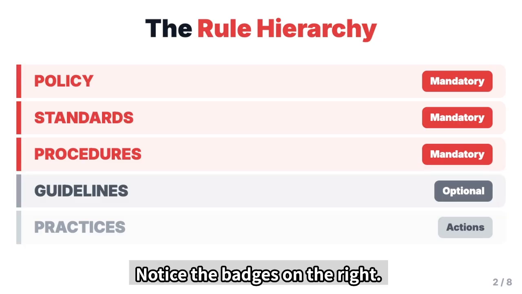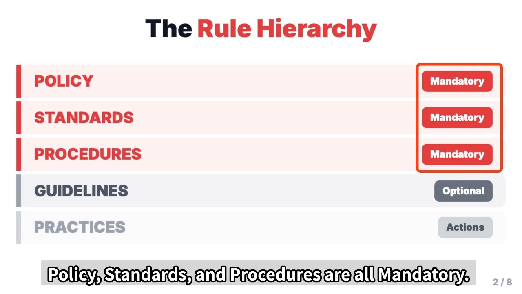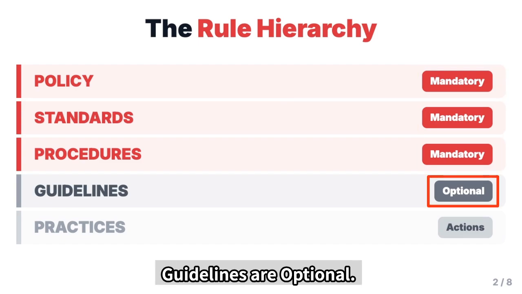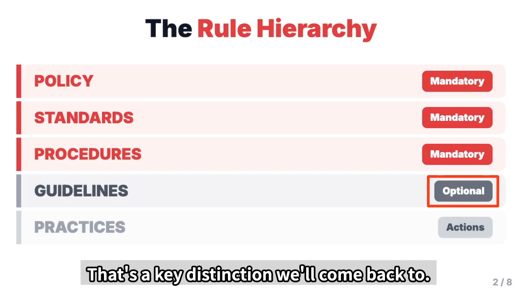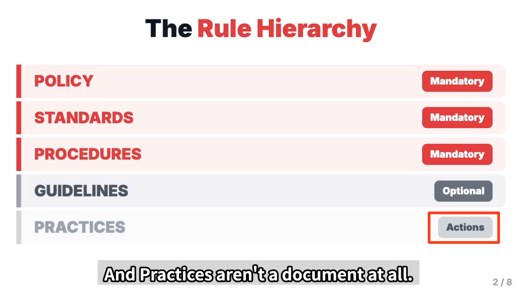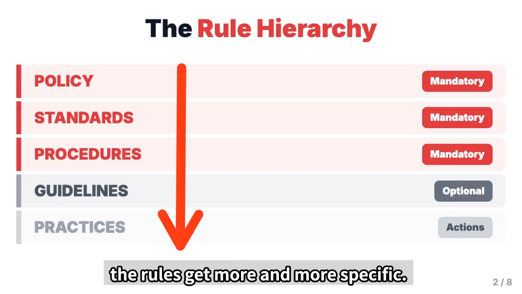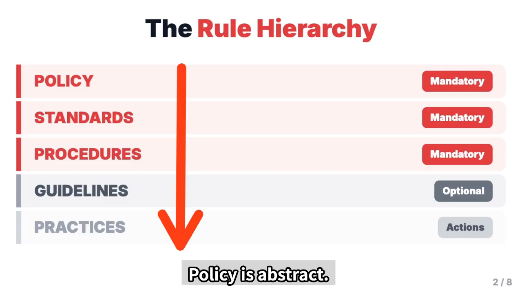Notice the badges on the right. Policy, standards, and procedures are all mandatory. You must follow them. Guidelines are optional. That's a key distinction we'll come back to. And practices aren't a document at all. They are what people actually do in the field. As you go down the list, the rules get more and more specific. Policy is abstract. Procedures are concrete. Think of it as zooming in.